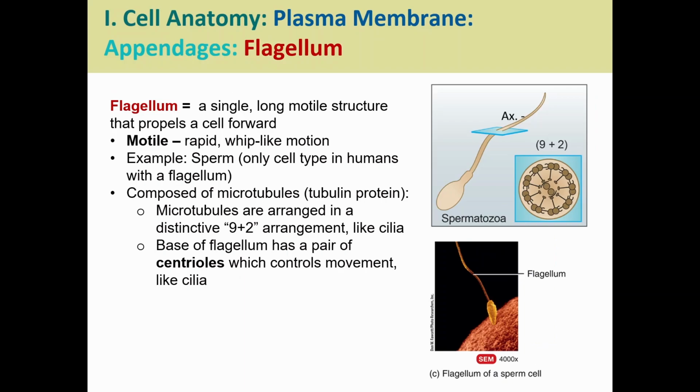Now, if we need to do some real good movement, a flagellum is great. Or flagella if we're talking about more than one, but usually we're talking about maybe 1 or 2 of these on a single cell. This is just one long structure like a tail that is going to be used to help move the cell. So it is motile, so it's going to cause movement. In this case, it's going to be a fast whip-like motion. And one of the best examples, really the only example in the human body of a cell that has this, is sperm. They also have that same microtubule 9+2 arrangement, very similar, and also controlled by centrioles.